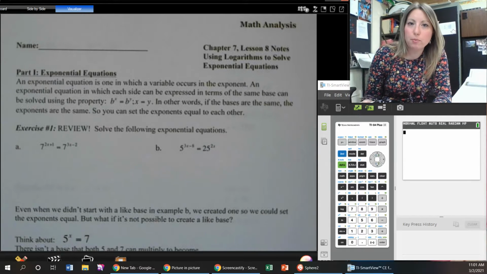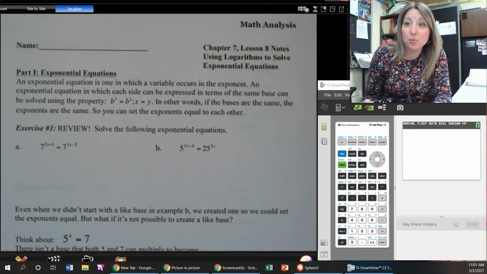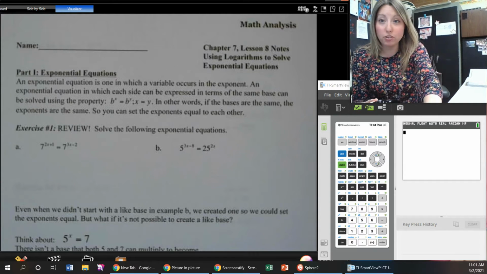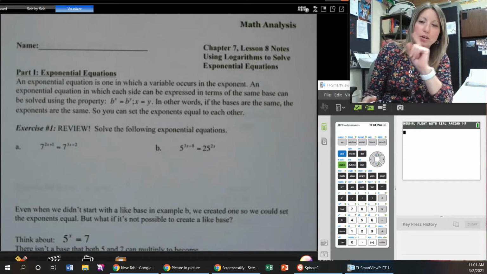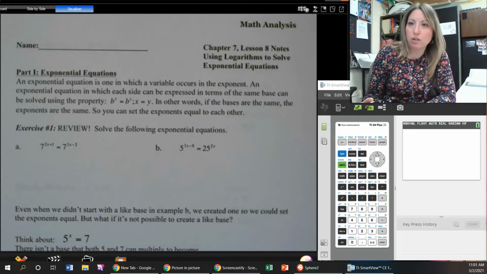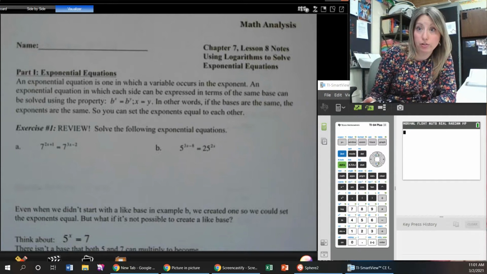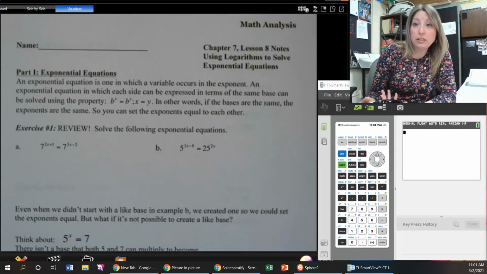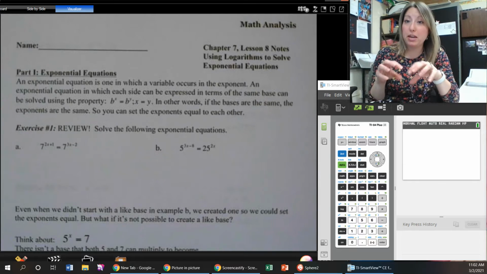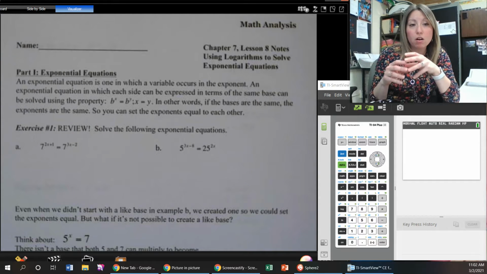Welcome to Chapter 7, Lesson 8, where we are going to solve exponential equations again, but this time we're going to use our logarithms to do it. So back in Lesson 3, we had solved exponential equations where we could make the bases the same number.